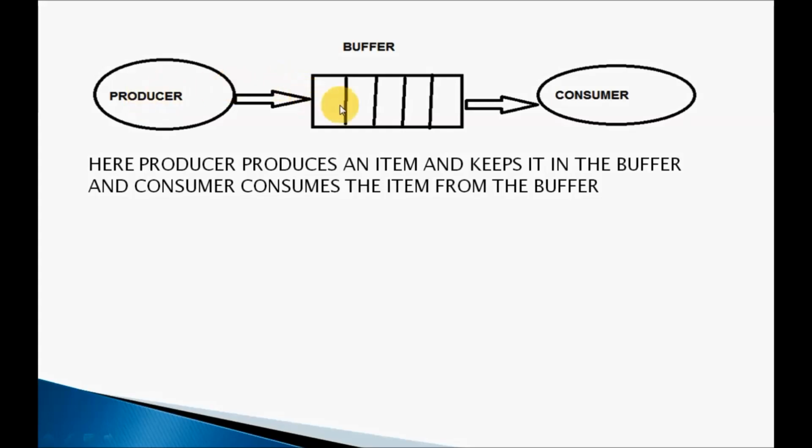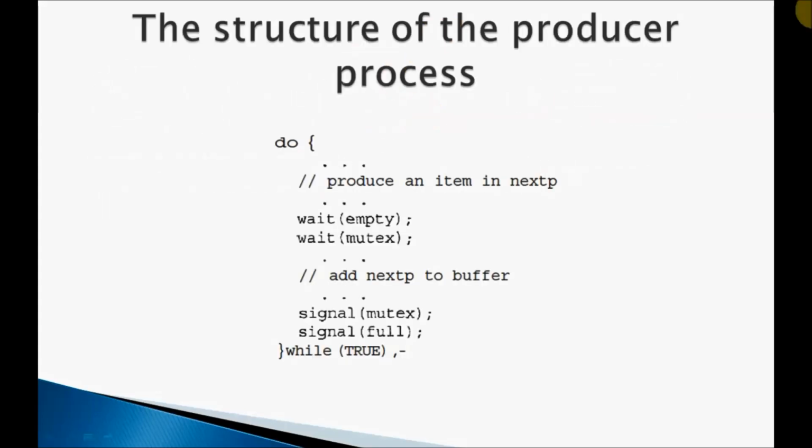Very simple logic here. The producer will produce the item and keep it in the buffer. The consumer will consume the item from the buffer. Both can access it, right? So this is very important. Now, this is the structure of the producer process. It's a very simple code, no complications here. I will explain this in the coming slides.